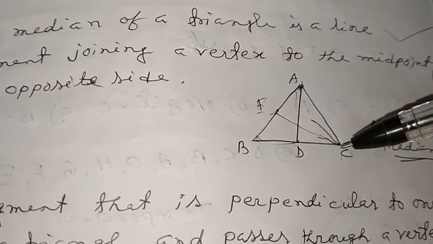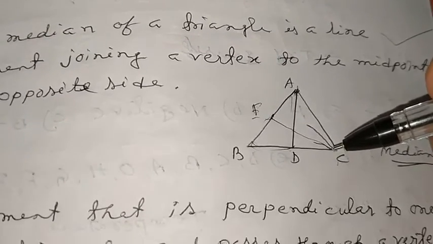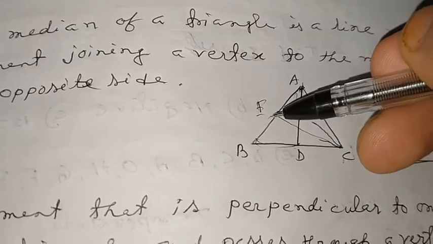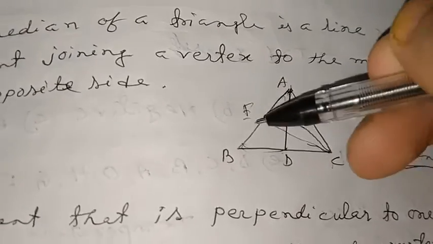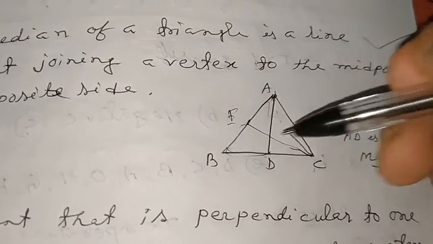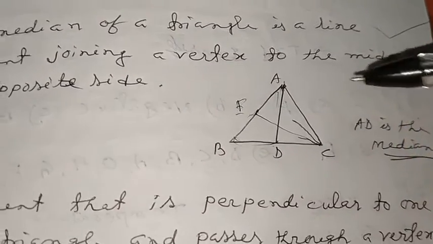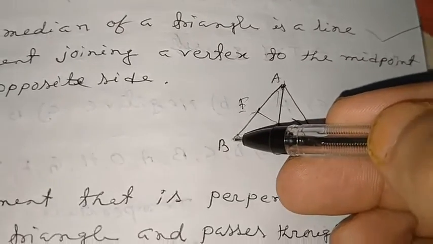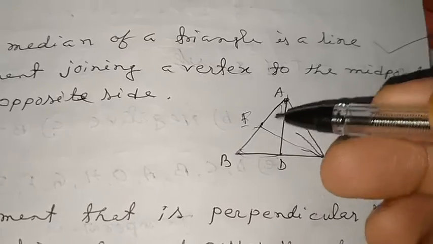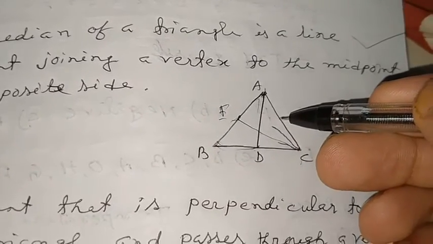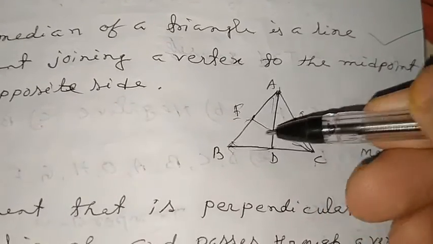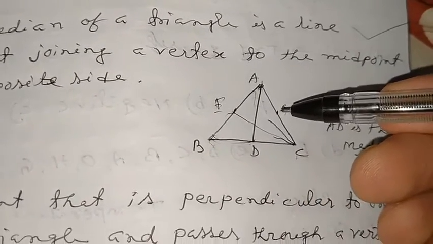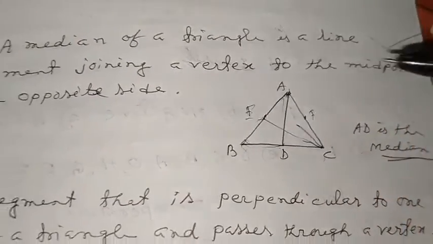Also, if we consider C as vertex, its opposite side is AB, and if E is the midpoint of AB, then if we join C to E, CE will also be a median of this triangle. Similarly, from vertex B, its opposite side is AC, and suppose F is the midpoint of AC, then if we join BF, BF will be a median of this triangle.